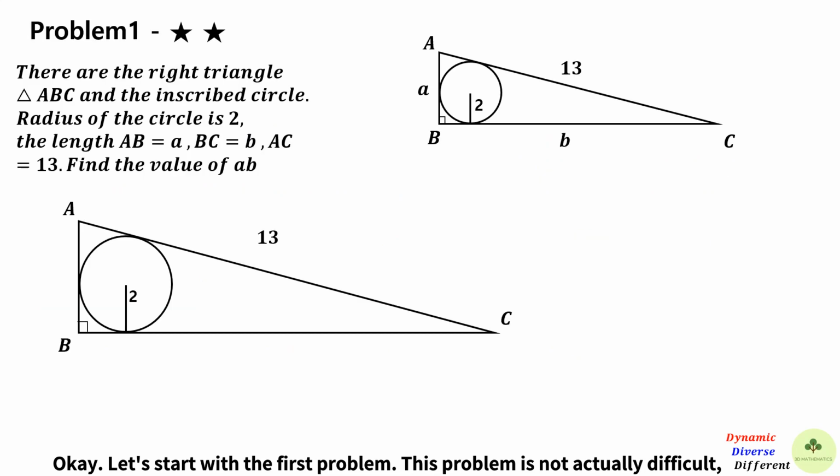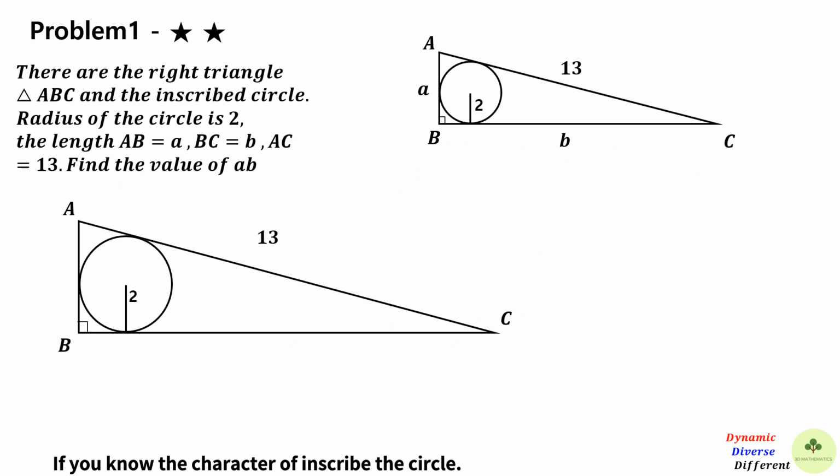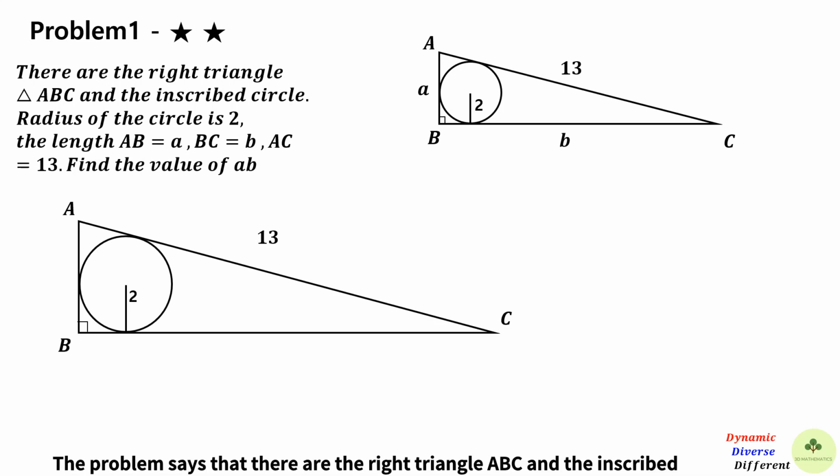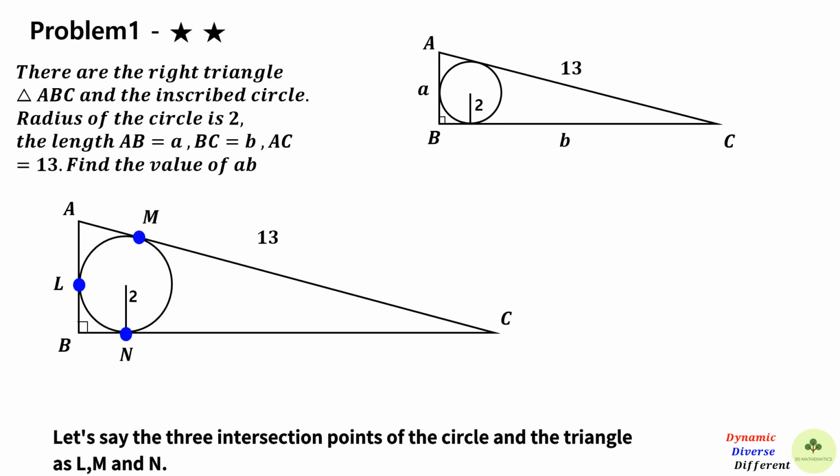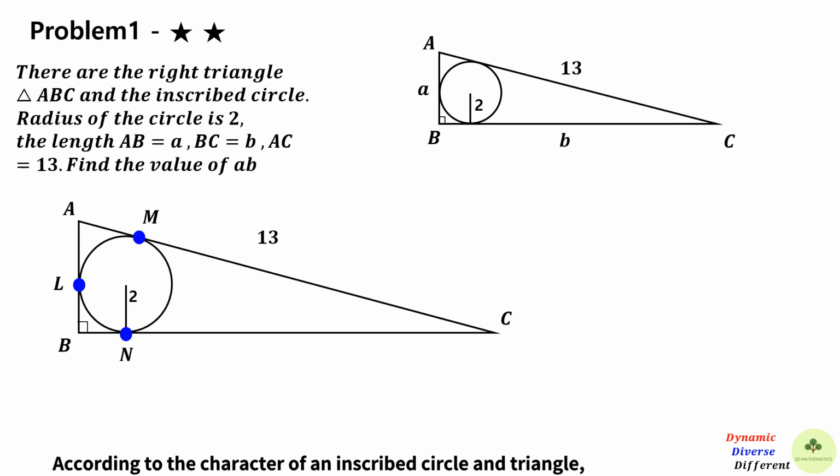Okay, let's start with the first problem. This problem is not actually difficult if you know the character of inscribed circle. The problem says that there are the right triangle ABC and the inscribed circle. Radius of the circle is 2 and the three sides of the triangle are A, B, and 13. Let's say the three intersection points of the circle and the triangle as L, M, and N.